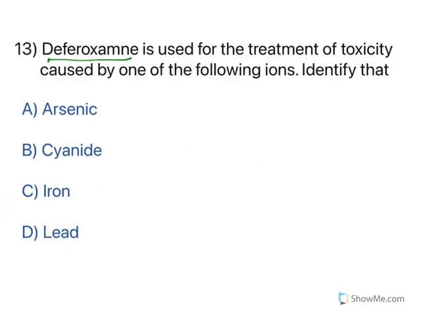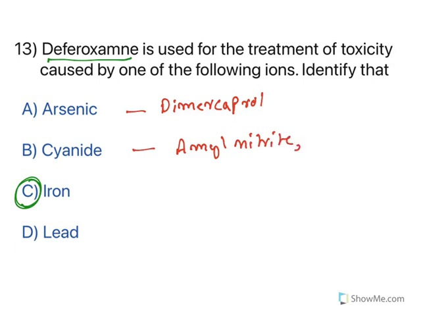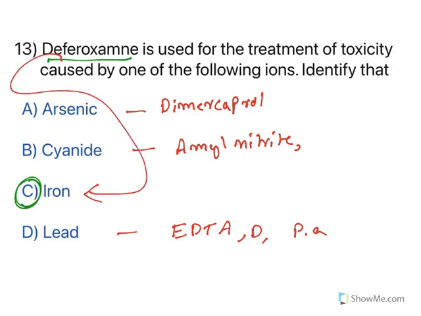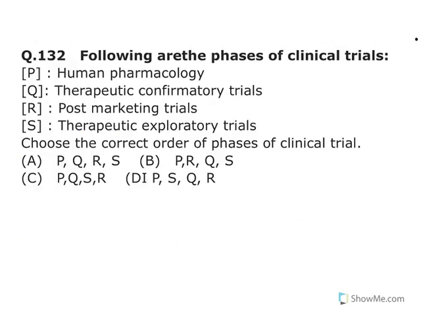Now deferoxamine is used for the treatment of toxicity caused by one of the following ions. Which one is that? Iron toxicity is treated by deferoxamine, whereas arsenic is treated by dimercaprol. See, all of them are kind of chelating agents, or they form complexes, and by this complex the ion toxicity is neutralized and it goes out of the body. Whereas cyanide antidote is amyl nitrite. See, a lot of things are there: amyl nitrite, sodium nitrite, sodium thiosulfate, all of them are used. Whereas for lead, EDTA, disodium EDTA, dimercaprol can also be used, and penicillamine can also be used. But here deferoxamine is used to neutralize iron ions. Moving to the next one.